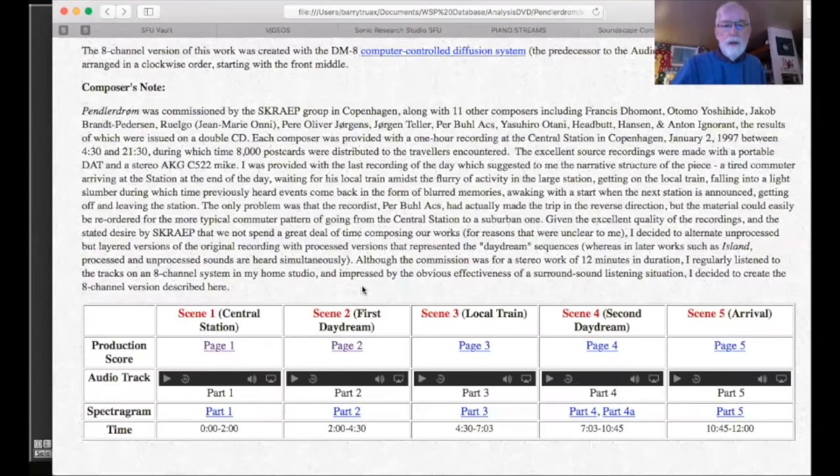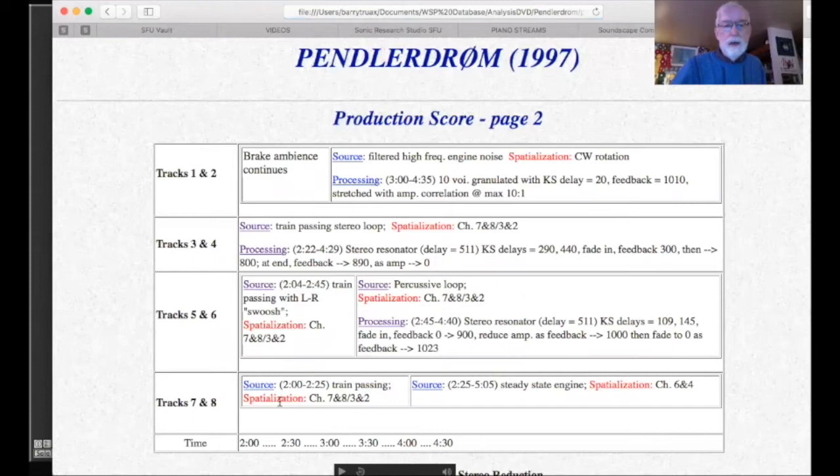Then we fall into a daydream, and in the dream section, two of the tracks, 7 and 8 here, remain unprocessed, so they provide a continuity of the ambience. And then I use two different loops. One is of a big international train passing that is quite repetitive.